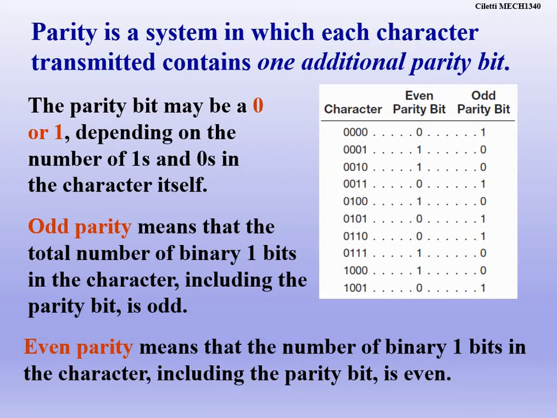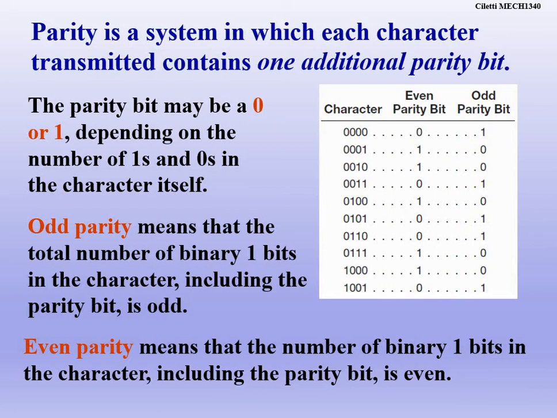Okay, so our parity bit could be a 0 or it could be a 1, depending on the number of 1s and 0s. All right, so odd parity means that the total number of binary 1 bits in the character, including the parity bit, is odd. Okay, so cover up the even parity here. So what does that mean? If we start counting the original character, once again, we're covering up the even parity, we're just looking at odd.